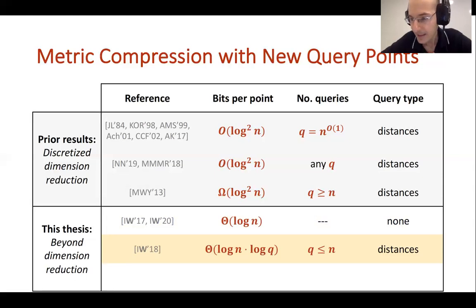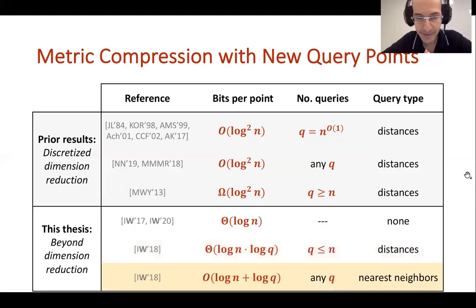There is still one missing line in this table, and the reason is that these two lower bounds have another assumption, which is that we need to answer distance queries. And as I said, nearest neighbor queries are potentially easier, and this is indeed the case. Our final result here is that if you only need to report approximate nearest neighbors, then the number of bits per point you need is log n plus log q. So even if you have polynomially many queries, you still need only log n bits per point, which is quadratically better than dimension reduction. And this is the smallest known data structure for high-dimensional Euclidean approximate nearest neighbor search.